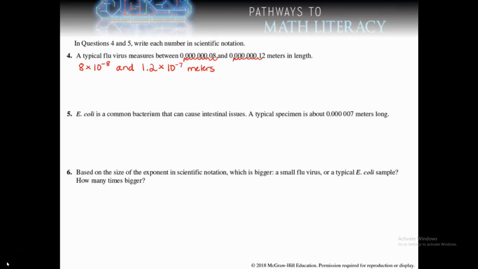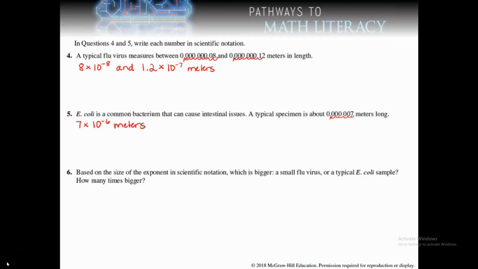In 5, E. coli is a common bacterium that can cause intestinal issues. A typical specimen is about 0.000007 meters long. Writing that in scientific notation, then, we would have 7 point, but there's nothing after that, so you don't really need the decimal point. So 7 times 10 to the what? Well, if we put that decimal point after the 7, we would have to move it 1, 2, 3, 4, 5, 6 places to the left to get it back to where it started. So 7 times 10 to the negative 6th.